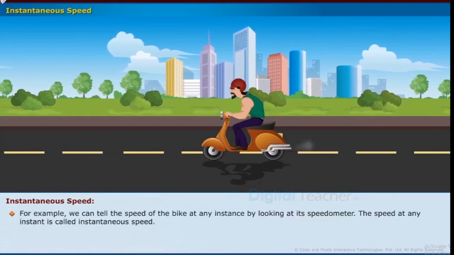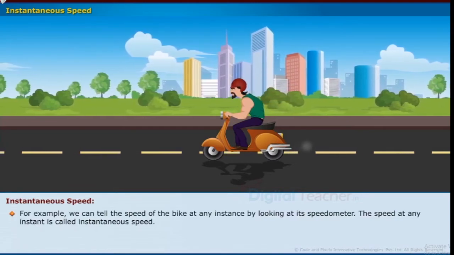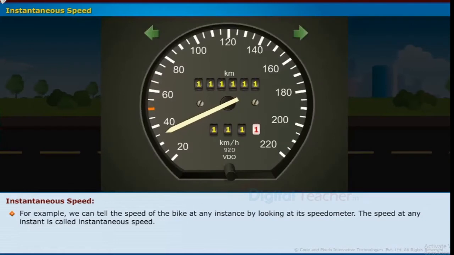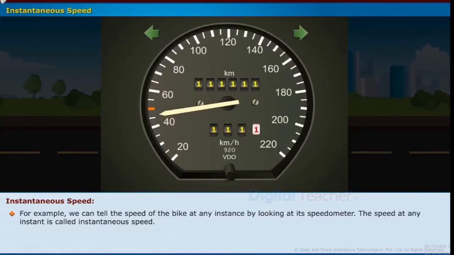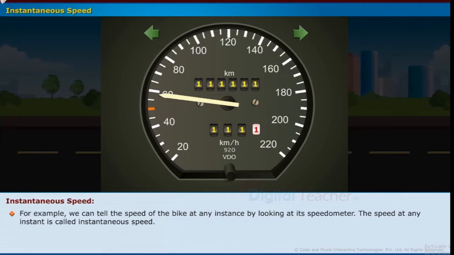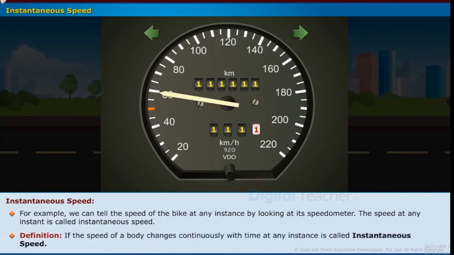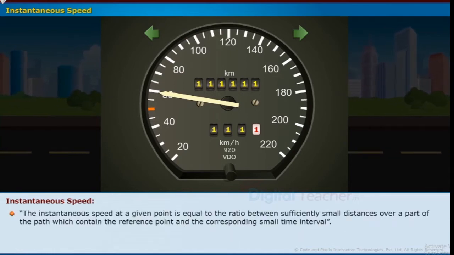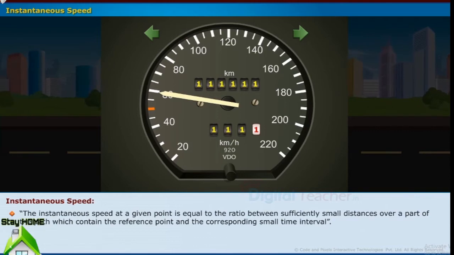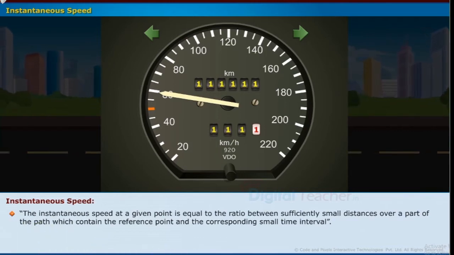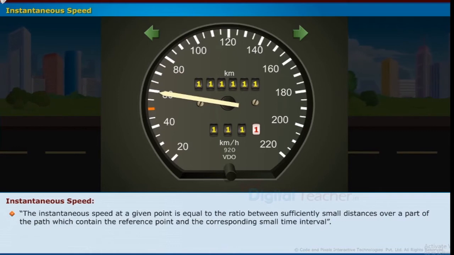For example, we can tell the speed of the bike at any instance by looking at its speedometer. The speed at any instant is called instantaneous speed. Definition: the speed of a body at any instant, while it changes continuously with time, is called instantaneous speed. The instantaneous speed at a given point is equal to the ratio between a sufficiently small distance over a part of the path which contains the reference point and the corresponding small time interval.